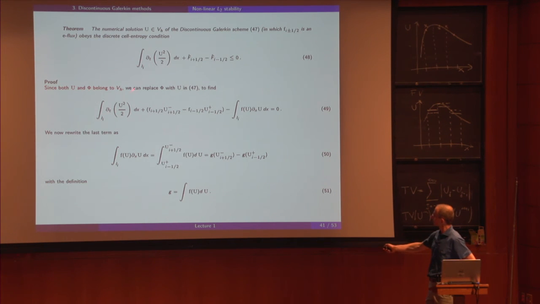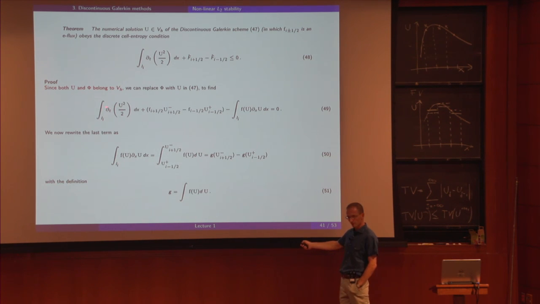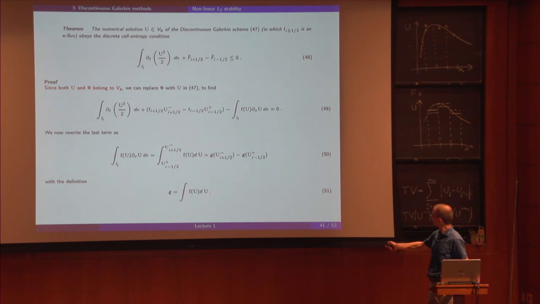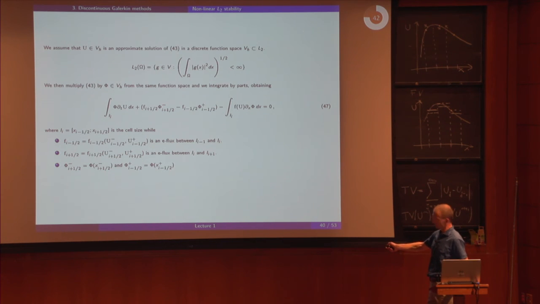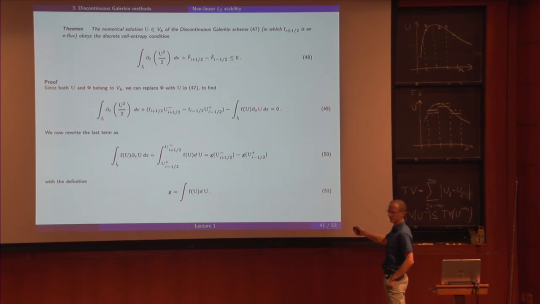You see here where the derivative of u square half comes from. And then you have plus, you see above there was phi, now there is u here, minus integral f'(u) dx u, not phi, dx equal to 0.